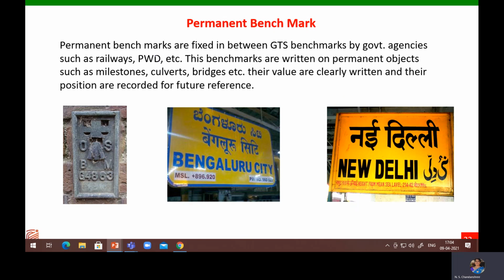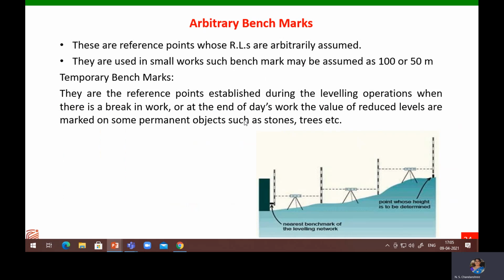other or even the archaeological departments, etc. And these benchmarks are written on permanent objects like milestones, culverts, or sides of the bridges. If we move to any railway station, we see the RLs mentioned like this. And these will serve as a reference.